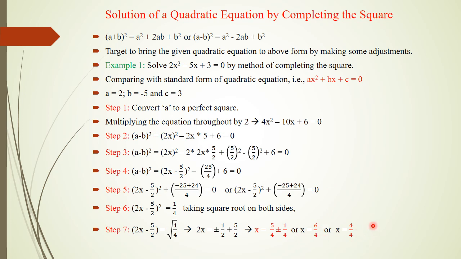Now you can see here that these are the two zeros of this given quadratic polynomial, or I can say quadratic equation, or these two are the solutions of this given quadratic equation. You can verify that by substituting these values in this quadratic equation and checking whether you are going to get the answer as equal to 0 or not.